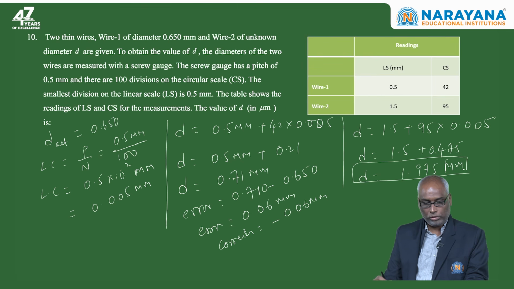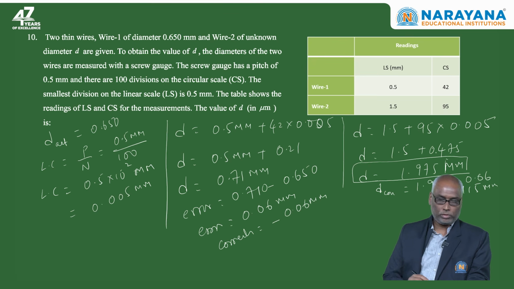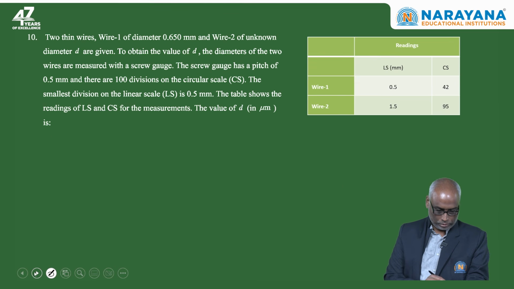Once we have the measured value, we have to make the correction. The correction is negative, equal to 0.06. So the correct value of the second diameter will be equal to 1.975 minus 0.06 millimeters, which is 1.915 millimeters. This should be the diameter of the second wire. This is question number 10. Next, question number 11.